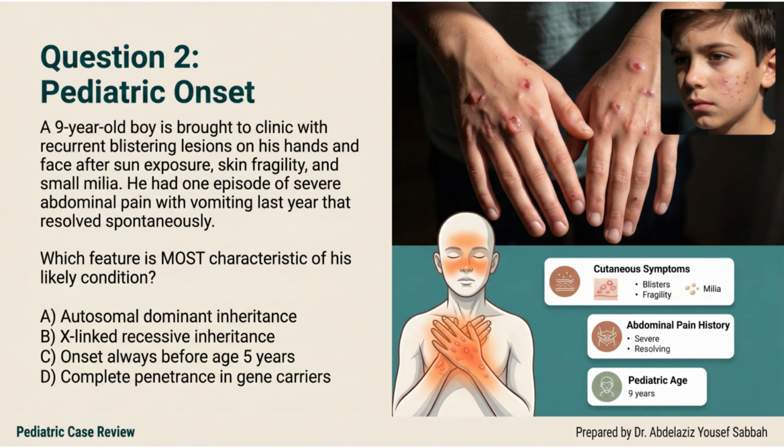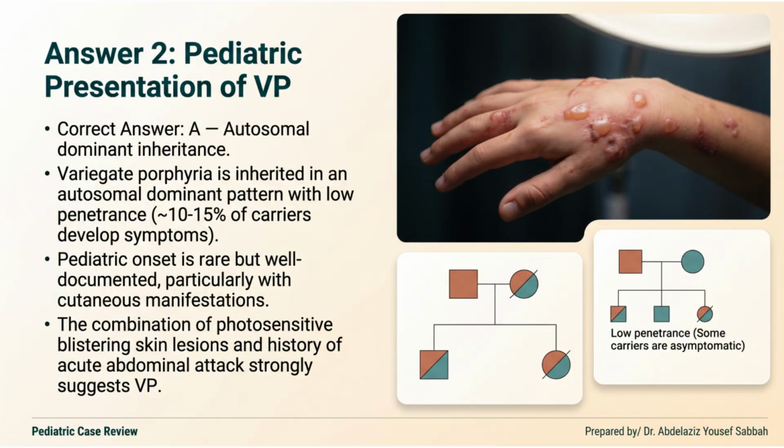Option A, autosomal dominant inheritance. Option B, X-linked recessive inheritance. Option C, onset always before the age of 5 years. Option D, complete penetrance in gene carriers. Think about how variegate porphyria is inherited and how reliably carriers actually develop symptoms. The correct answer is option A, autosomal dominant inheritance.